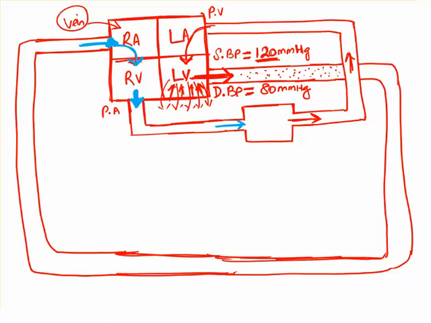Okay, so now the blood enters from the left ventricle to the aorta. Because the left ventricle is contracting, it pumps the blood out with a pressure of 120 mm of mercury. This pressure is seen in the systemic circulation. So systemic blood pressure is 120 mm of mercury at systole. At diastole it becomes 80 mm of mercury.